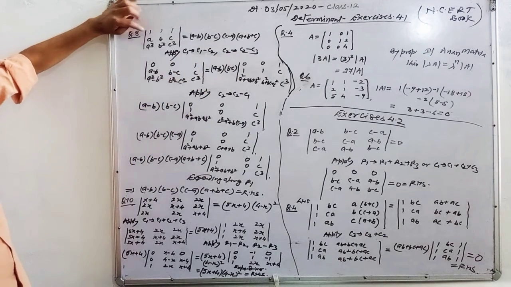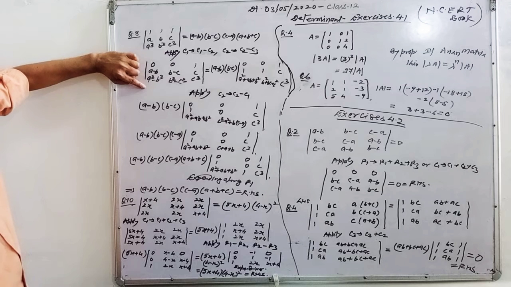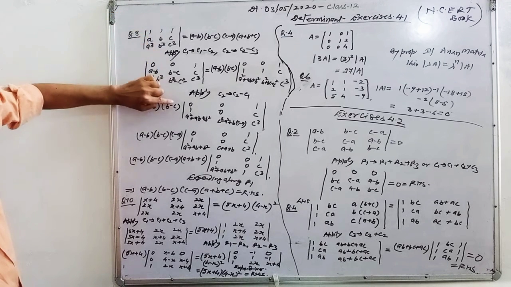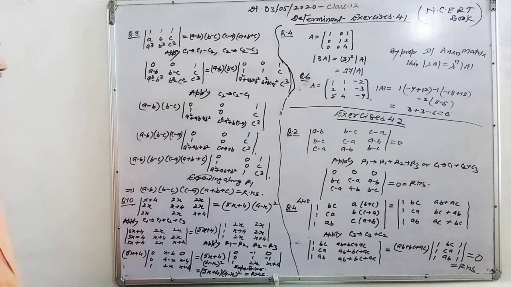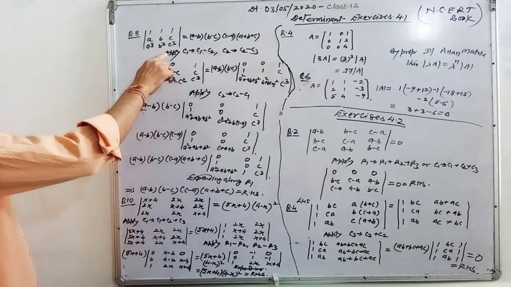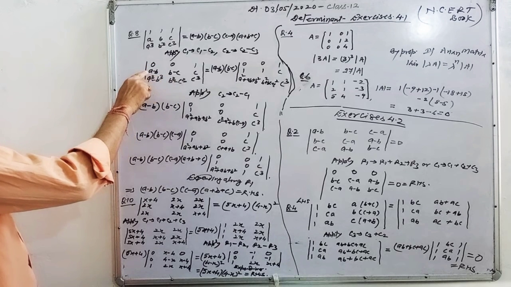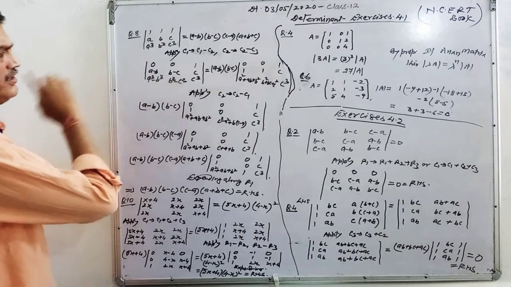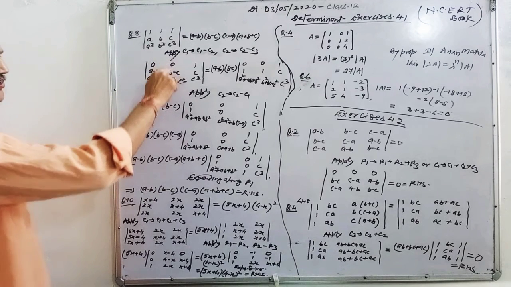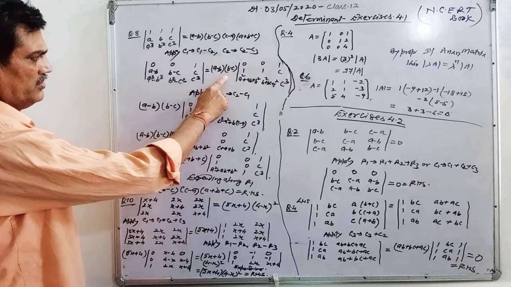So C1 minus C2, you will get these elements. In C2 minus C3 you will get these, and C3 will remain the same. Now from C1 and C2 you can take A minus B and B minus C common, respectively. A minus B from C1, B minus C from C2.